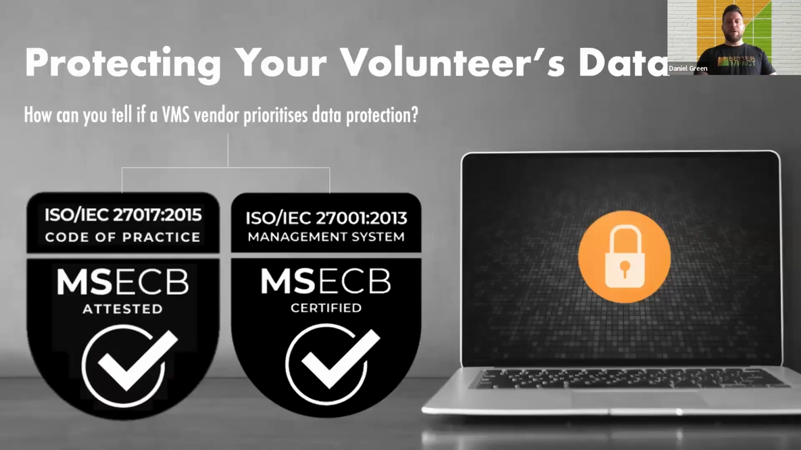So talking of security, protecting your volunteers' data. How can you tell if a VMS vendor prioritizes data protection? One easy way to tell is to look for the ISO certification. ISO 27001 is the world's best known standard for information security management systems. ISO certification means that the VMS vendor respects all the best practices and principles enshrined in this international standard. Having the actual certificate rather than simply following the guidelines is an important distinction because it means the vendor has been audited by an independent body once a year to make sure those standards are being met. So you'll be pleased to know that we are one of these vendors with ISO 27001. And we are also Cyber Essentials certified as well. So your data is in safe hands.